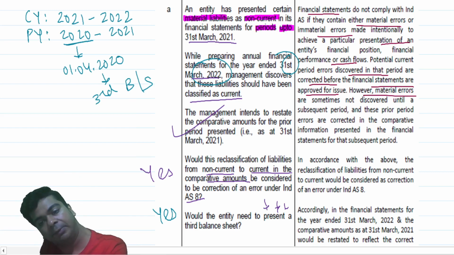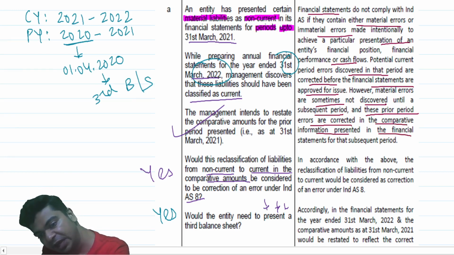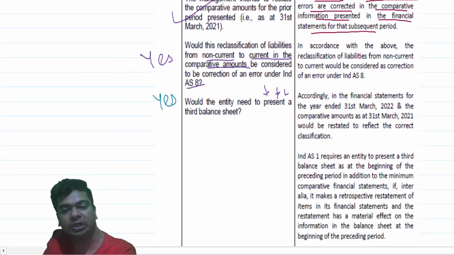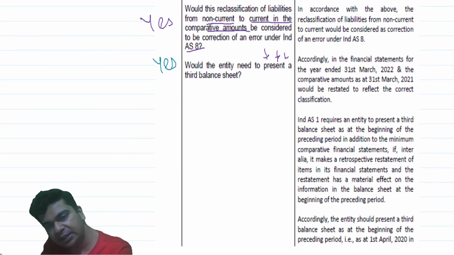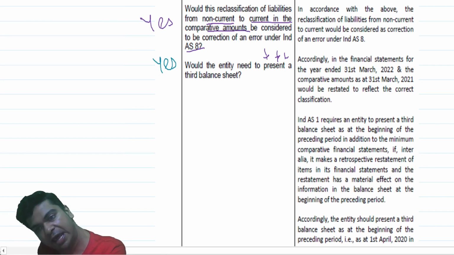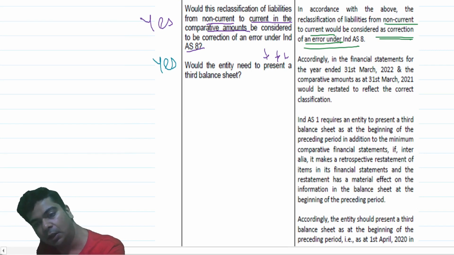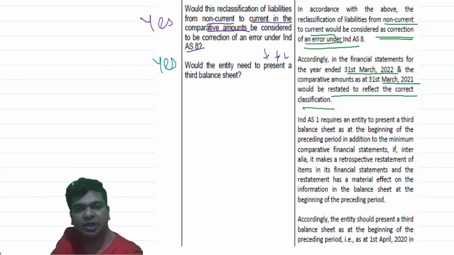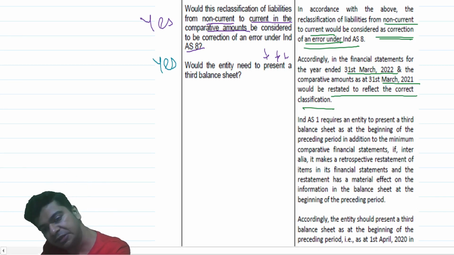They say, however, material errors are sometimes not discovered until a subsequent period. And these prior period errors are corrected in the comparative information presented in the financial statements for that subsequent period. My first choice will be the comparative information. Okay. Then they are saying, in accordance with the above, the reclassification of liabilities from non-current to current will be considered as a correction of an error under Ind AS 8. Accordingly, the financial statements for the year ended 31st March 2022 and the comparative amounts on 31st March 2021 would be restated to reflect the current classification. Current year, I will do the correct classification. Comparative information, also I will do the correct classification.